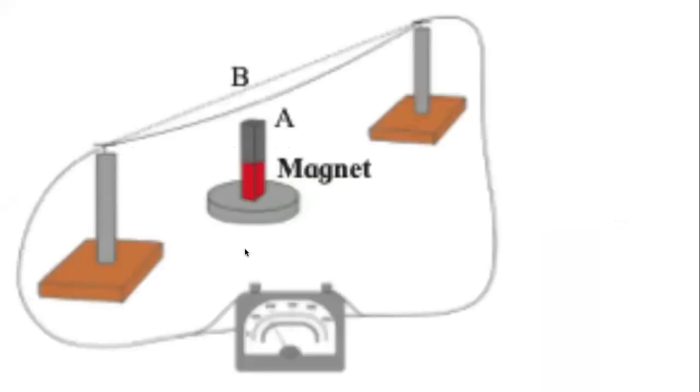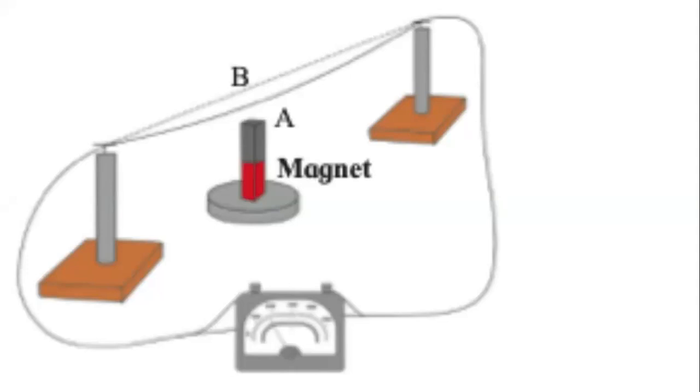Very, very simple setup. There is a conductor which is stretched. It's a wire. It is stretched across two stands. And of course, the circuit is completed with a galvanometer. And there is a magnet. There is a magnet which is placed under the wire. Experiment number 1.